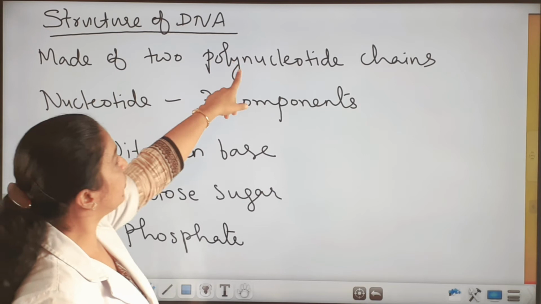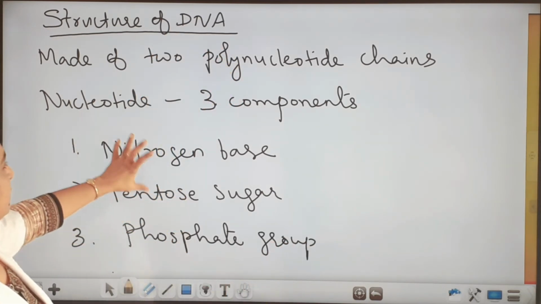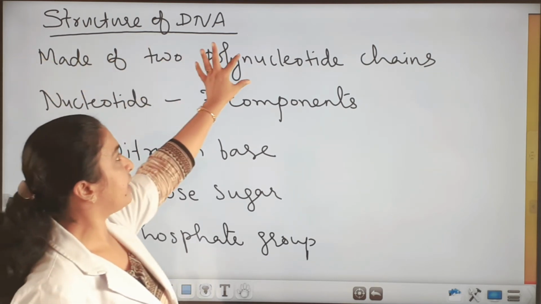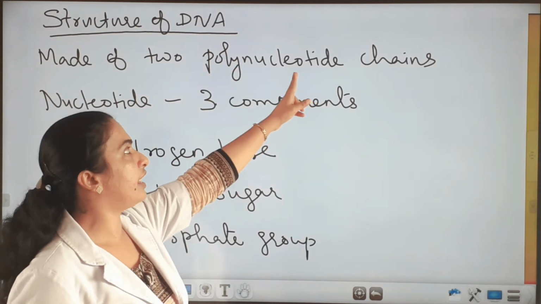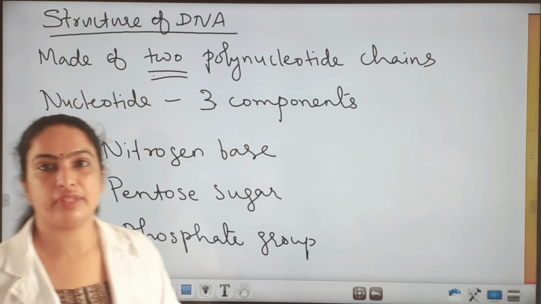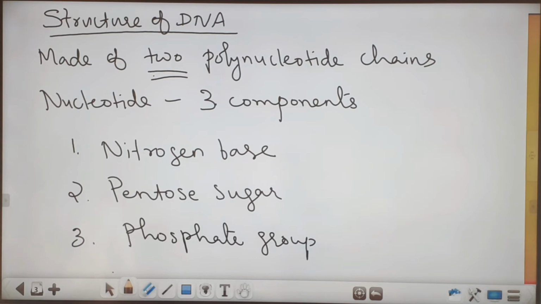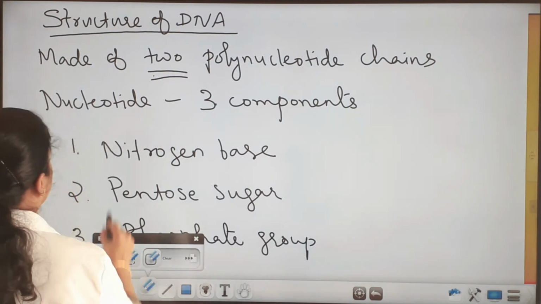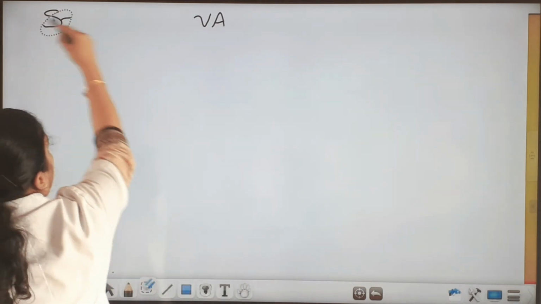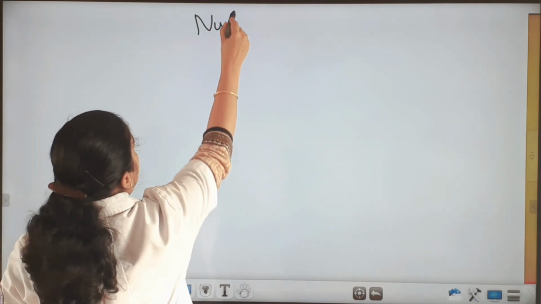These are the three components of a single nucleotide, and several such nucleotides together form a polynucleotide. Two such polynucleotides together form the DNA strand. Let's see the nucleotide components in detail.